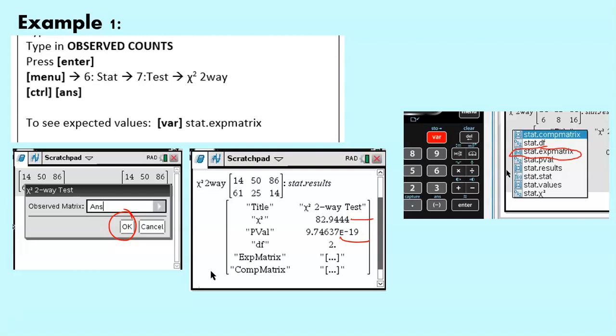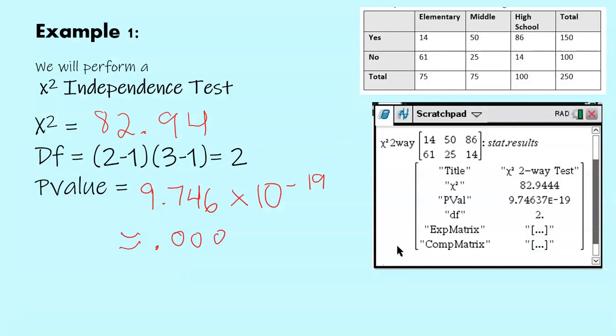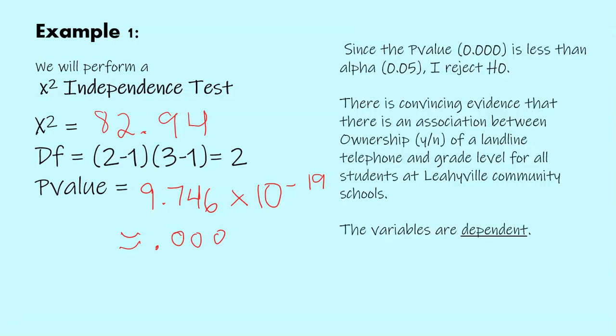So again, if you want those expected values, you can press the variable key and see what the expected values are. Same thing I got when I calculated it by hand. All right, so back here, my chi-squared value, that crazy 82.94, my p-value, 9.746 times 10 to the negative 19th. I'm going to write that as 0.000 to 3 decimal places. Okay, so since that p-value, essentially 0, is less than our alpha of 5%, I'm going to reject the null hypothesis. That means that there is convincing evidence for Haas.